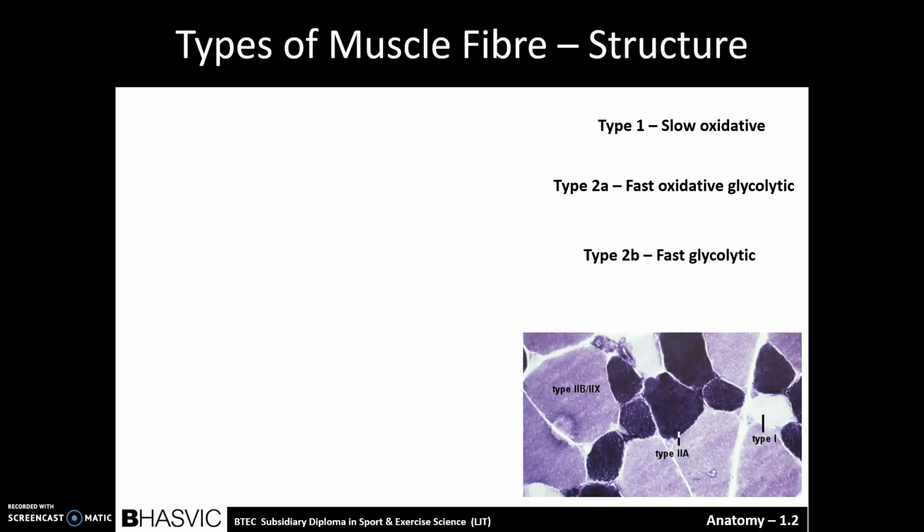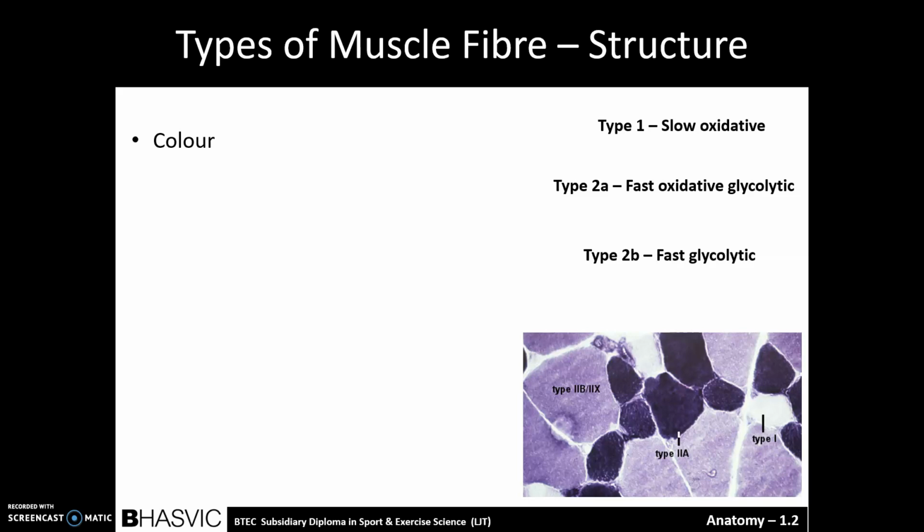We're now going to look at the different types of muscle fibers and the structure of them. So there are three types of muscle fibers. You've got type 1, type 2A and type 2B. Type 1 is known as slow oxidative. Type 2A is known as fast oxidative glycolytic, and type 2B is known as fast glycolytic.